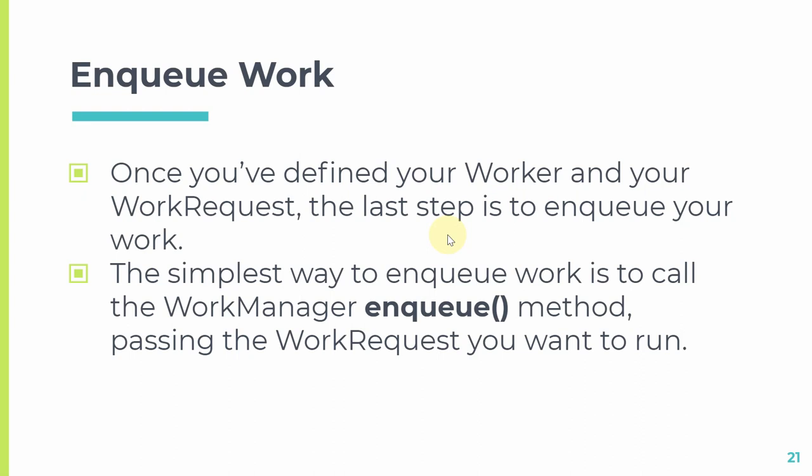After you create the work request, the next thing you need to do is to launch or queue your work. Once you define the work and work request, the last step is to enqueue your work. The simplest way to enqueue your work is to call the WorkManager enqueue method, and then you pass the work request you want to run.